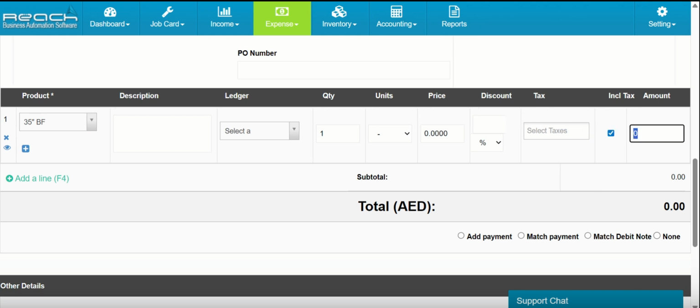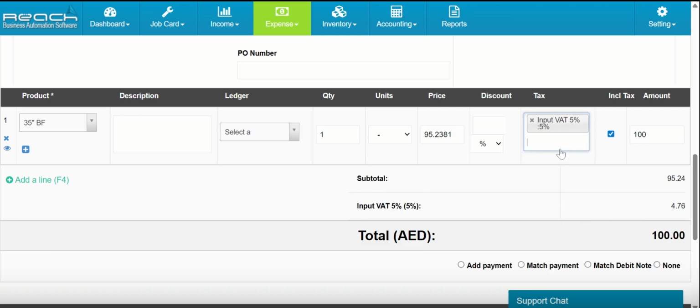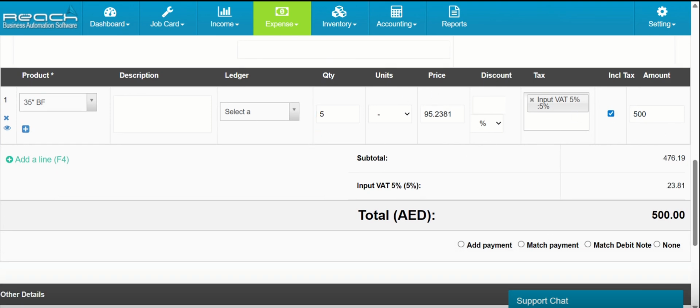You put the amount here for one product. Okay, for per unit price you put it here. Then after that you can choose the tax as normal. Then you can put the quantity here. Say if it is for a quantity of 5, you put in the quantity 5 here. And so this is the final price. And you can see the tax details also here.